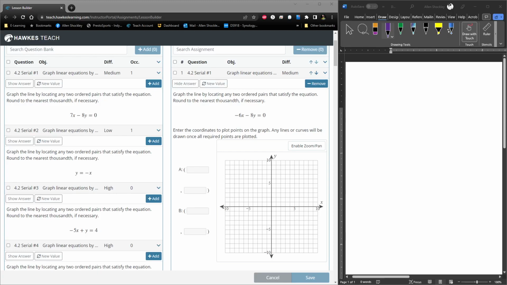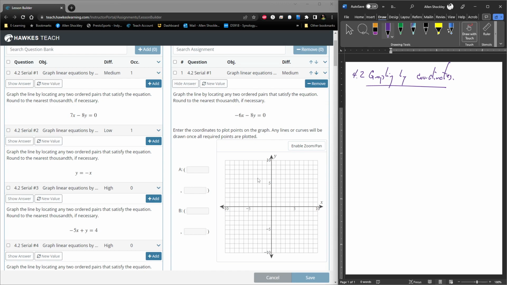All right, this one is going to be 4.2, graphing by coordinates. We'll say that this is my least favorite way of graphing, but let's start. It says graph the line by locating any two ordered pairs that satisfy the equation -6x minus 8y equals 0. There's a lot of flexibility with this.